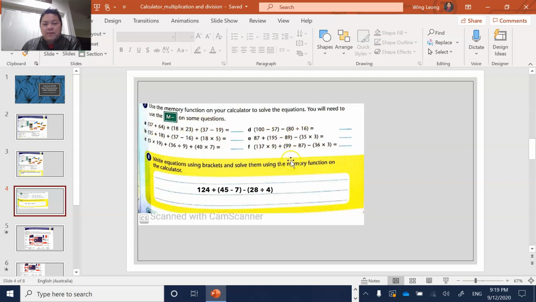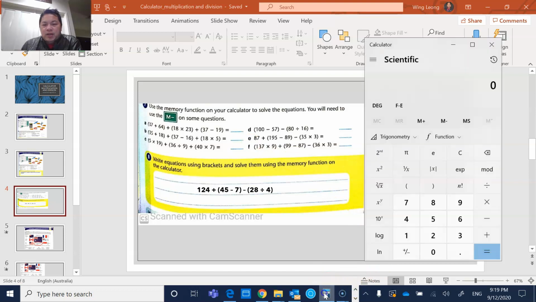Okay, let's do the first one here. It will be simply 37 plus 64 equals, put into memory. Next one is 18 times 23 equals, put in the memory because it's all plus. Then after that you have 37 minus 19 equals, put it into the memory again. So you have all these three numbers you see is plus, plus. So that's why you can use memory plus to recall. The answer is 533.